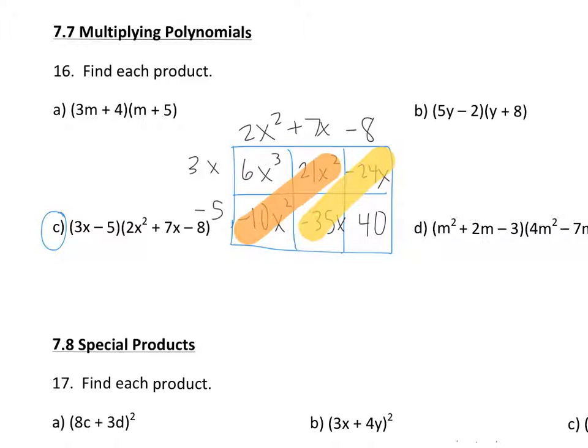So my final answer will be 6x cubed, negative 10x plus 21x squared is plus 11x squared. Negative 35 minus 24x is negative 59x. And plus 40. And that is my final answer for question C.